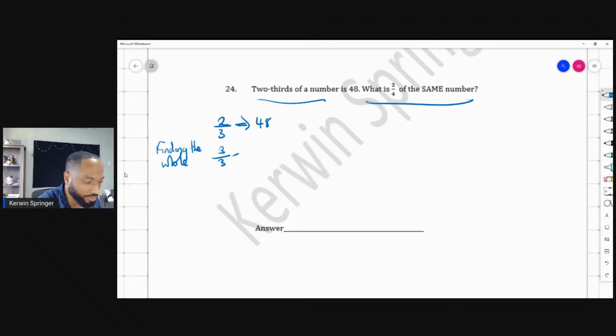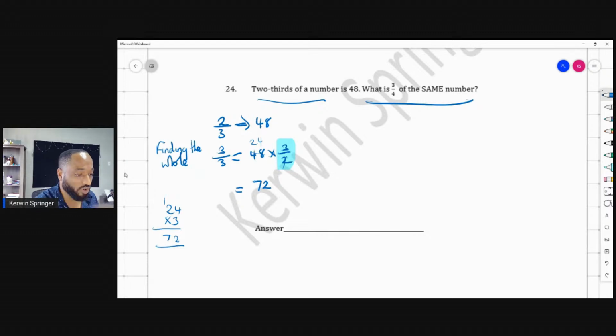So to find the whole, you would need to invert. Understand that. So you put back the number and you multiply by the reciprocal. That's cool. Reciprocate it. So 2 could go into 48 24 times, and 24 times 3 is how much? 24 times 3. 3 4s are 12. 72. 72 is correct. Now that's the original number.